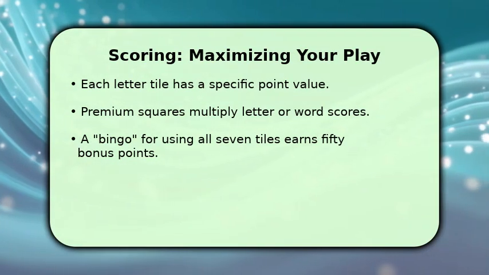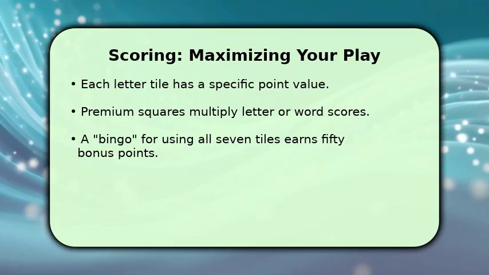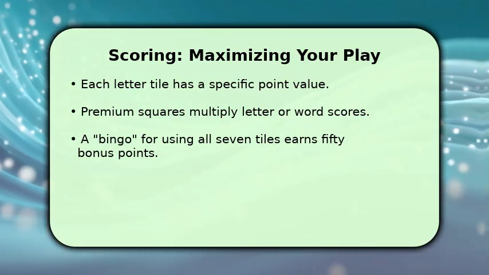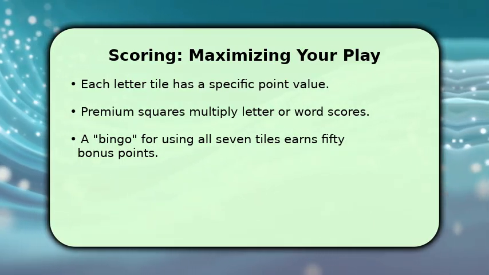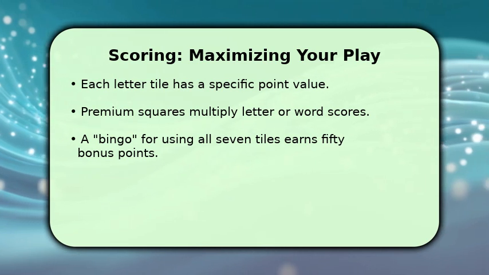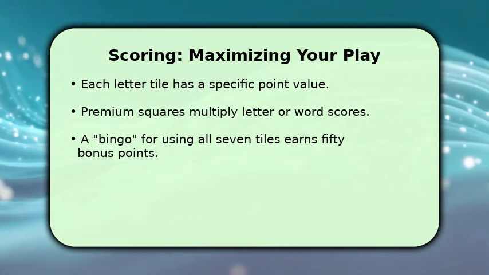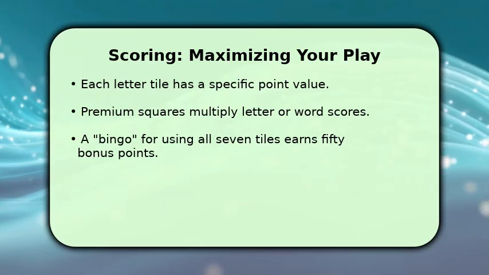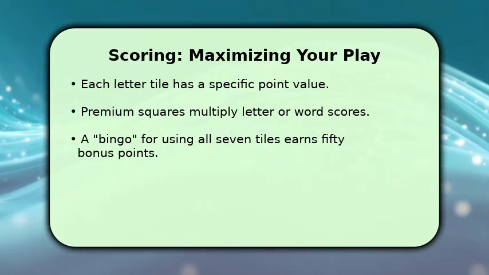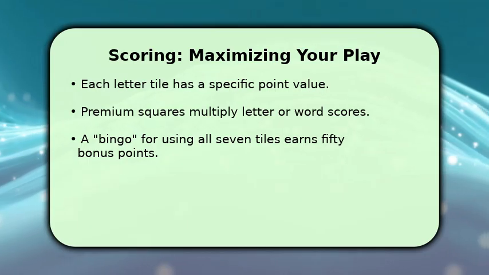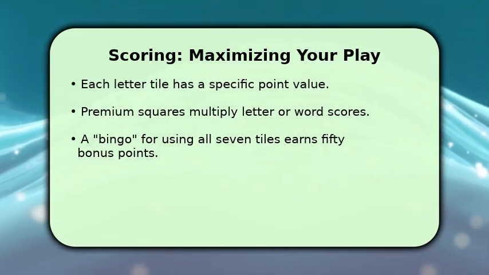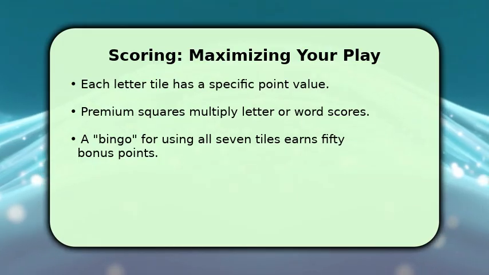Scoring in Scrabble involves adding up the point values of your played letters. Look for premium squares. Light blue squares double the letter score, dark blue squares triple it, pink squares double the entire word score, and red squares triple the entire word score. If you use all 7 of your tiles in a single turn, it's called a bingo, and you earn a generous bonus of 50 points, significantly boosting your score.